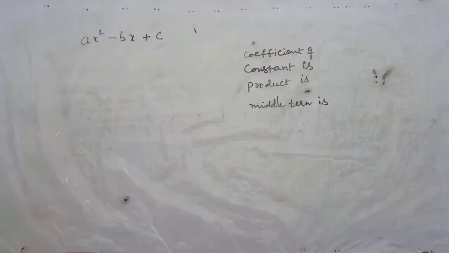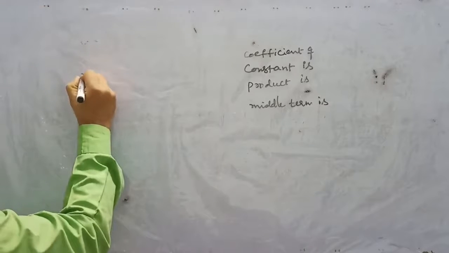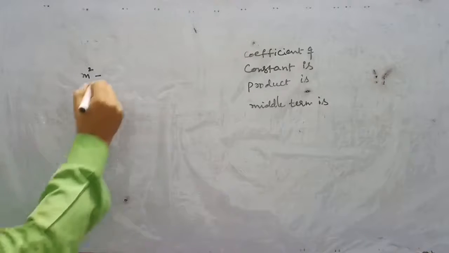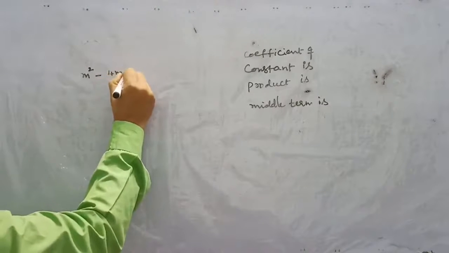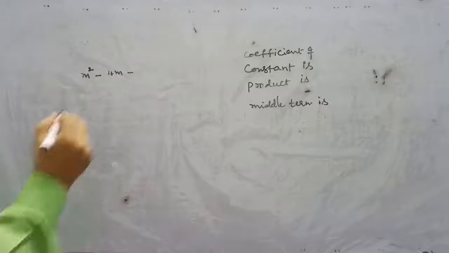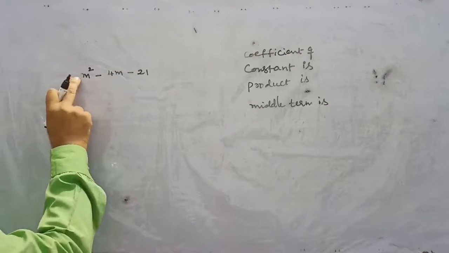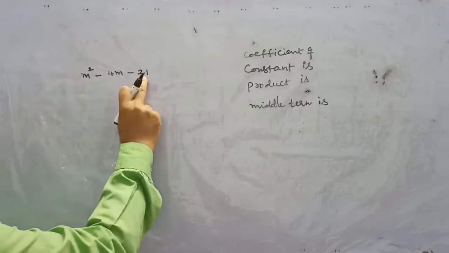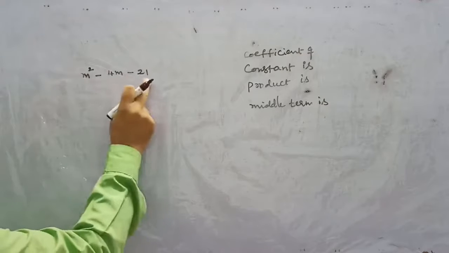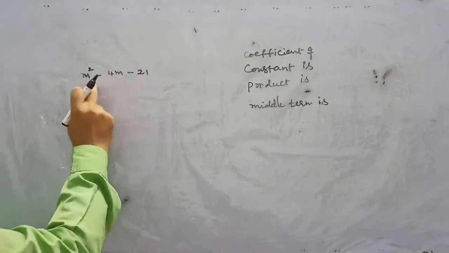Next question is m square minus 4m minus 21. m square minus 4m minus 21. Now quotient of m square is 1, constant minus 21, product minus 21. Next, middle term minus 4m.